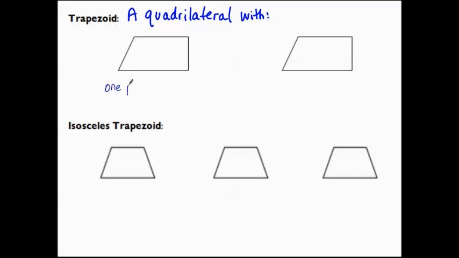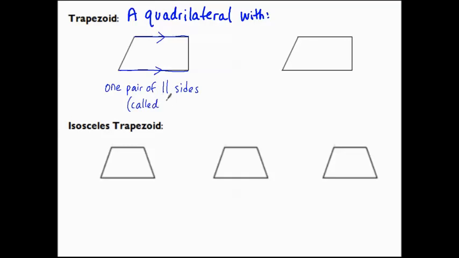One pair of parallel sides. So in this picture, it's going to be this side and this side that we would mark to say parallel. Parallel arrow, but that's it. The other sides are not parallel, because if the other sides are parallel, what is it then? That's right, a parallelogram.